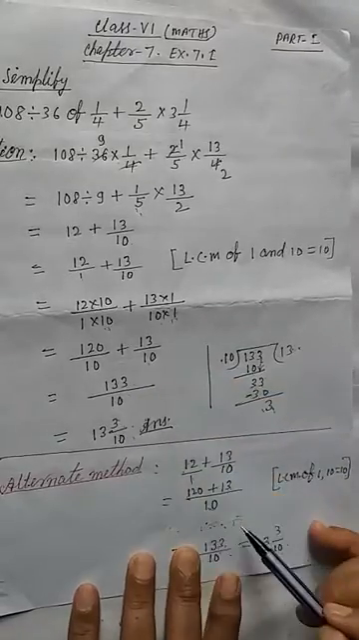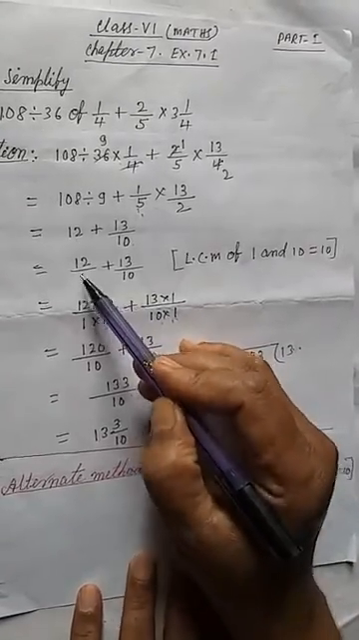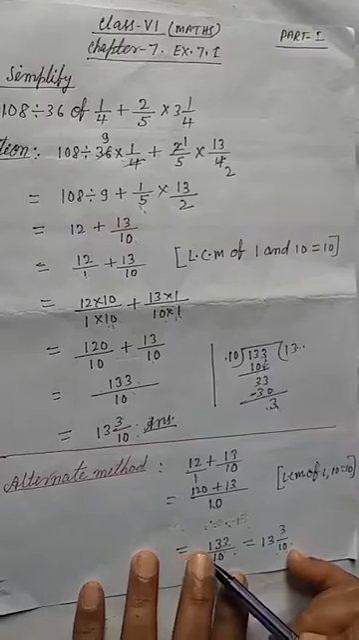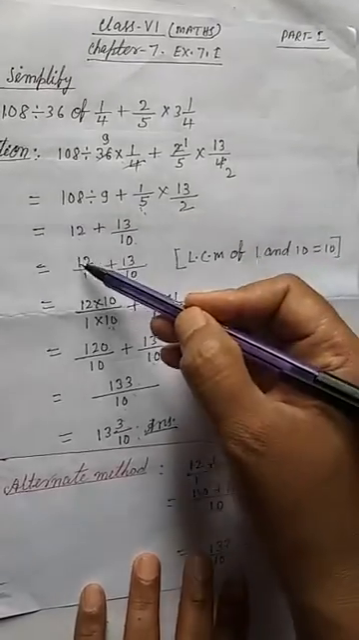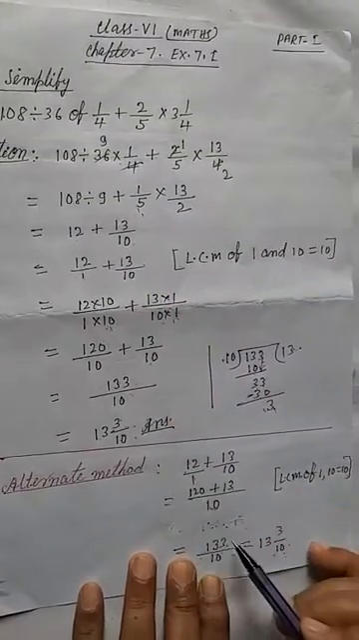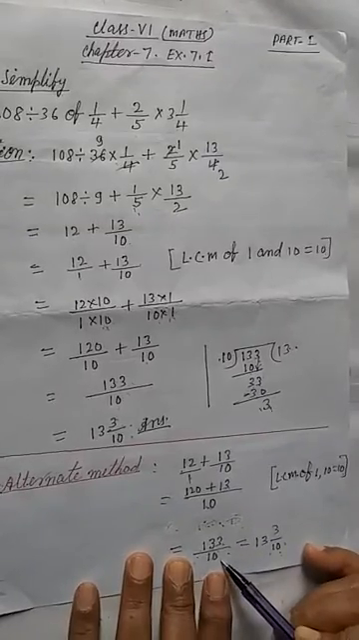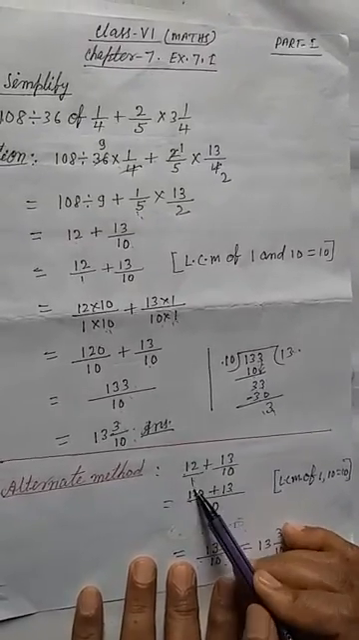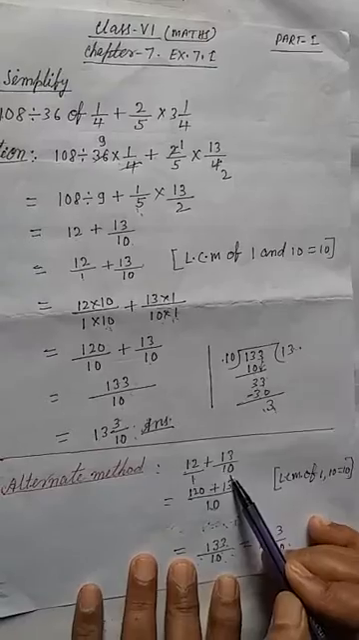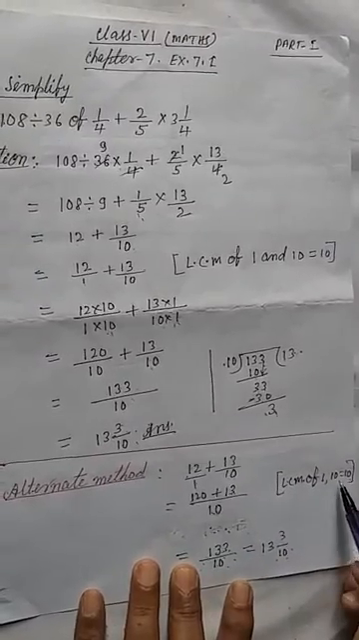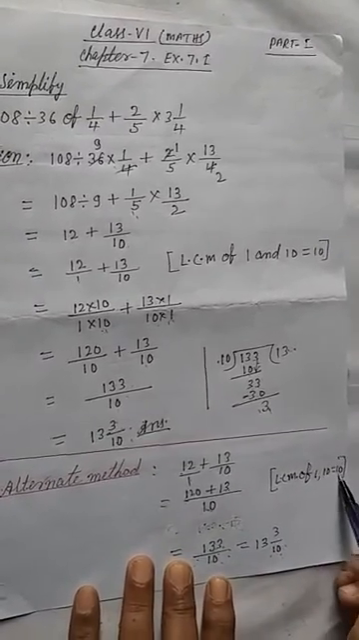Now the alternate method: from here you can do it by the shortcut method like this. Till here you can do, and after this if you want you can do it also like this. So the answer will be the same. So again I am writing 12 upon 1, 13 upon 10. What is the LCM of 1 and 10? So 10 is the LCM of 1 and 10.